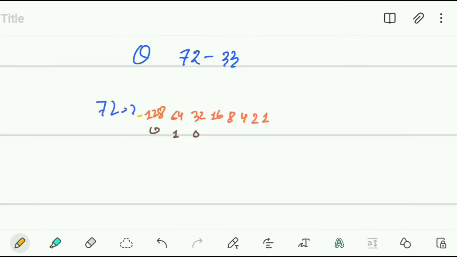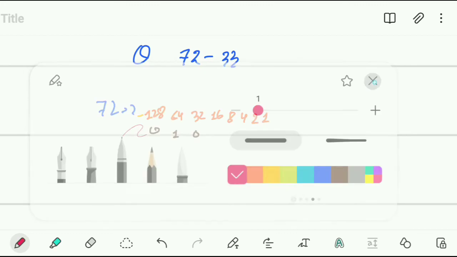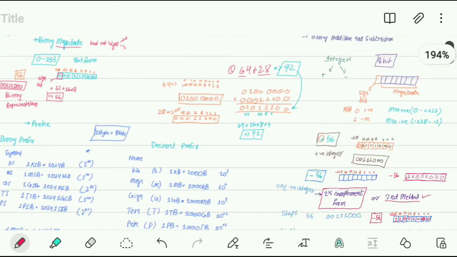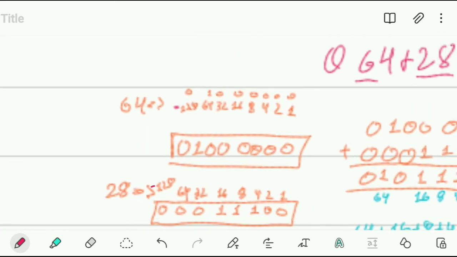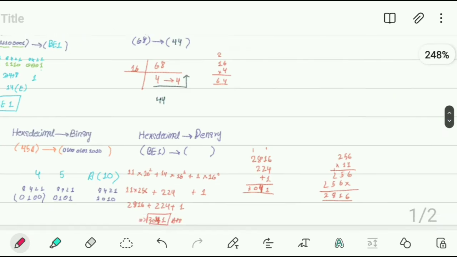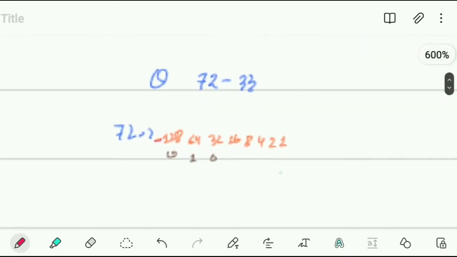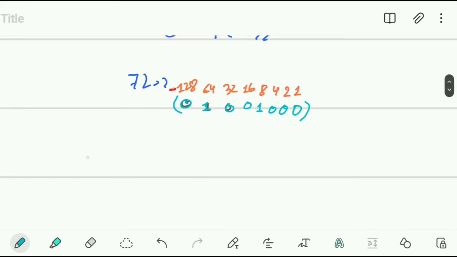Another thing here is that since we are working with integers, the last bit is minus 128. So 1, 2, 4, 8, 16, 32, 64, and minus 128. So 0, 1, 0, 0, 1, 0, 0, 0. If I put 64 plus 8, yes, this is it. This is the binary representation of 72.